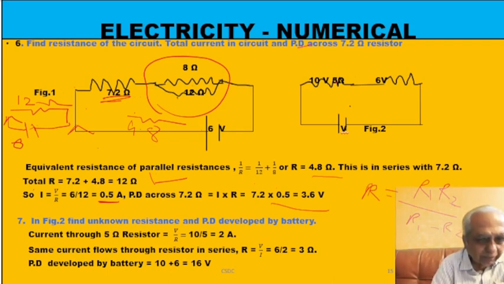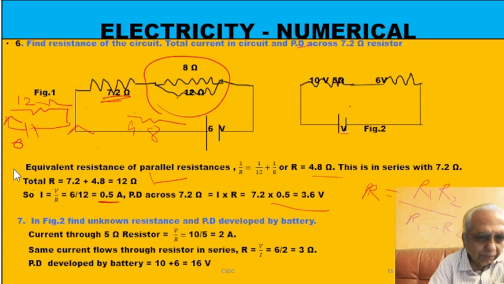Okay, this is a very important sum. Such sums do come in the exam. So whenever series and parallel are given in this manner, get the equivalent of this parallel. This becomes in series. Get the value of R. Get the value of current. Current will split here. Okay? Then we go to the next sum.